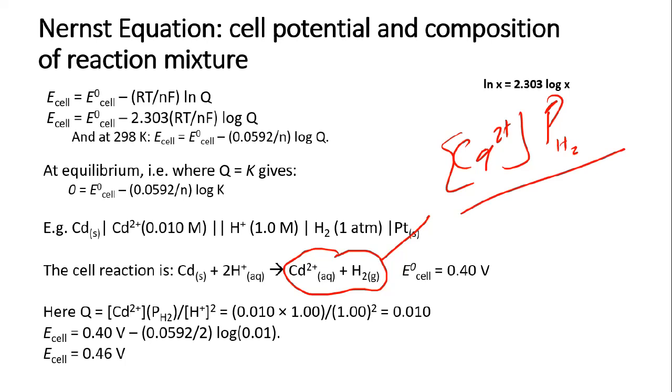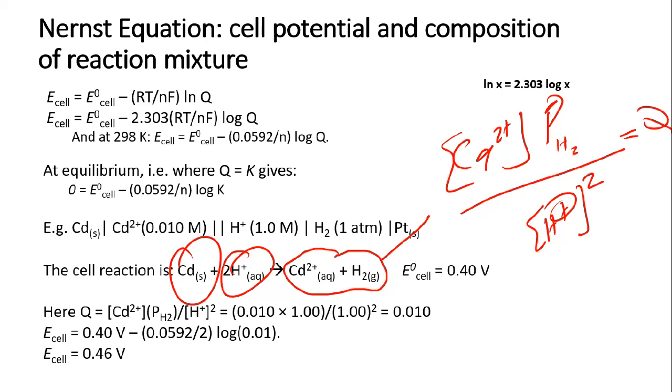The reactants now: cadmium solid. The concentration of a pure solid is 1, so I don't need to put the concentration of the cadmium solid. For the H+ concentration, that's 1 squared. Some people will tell you, which is actually accurate, that the activity of a pure solid is 1, and so you don't need to put that. So here we have our quotient. This is Q, and it is what is written here.